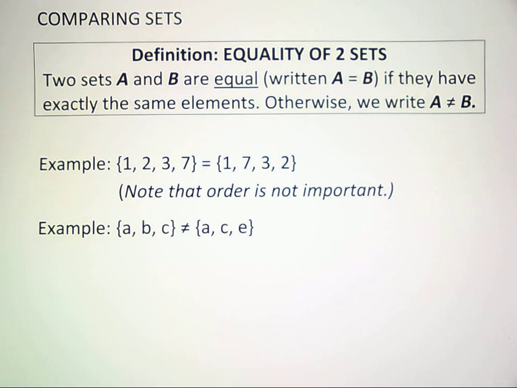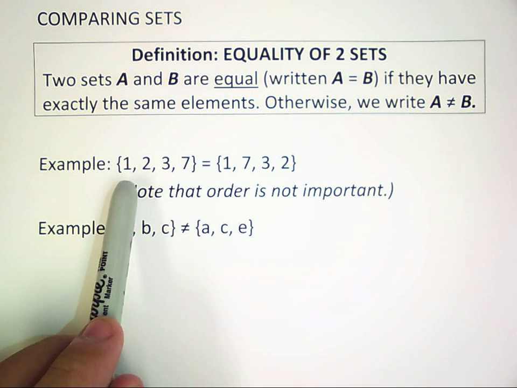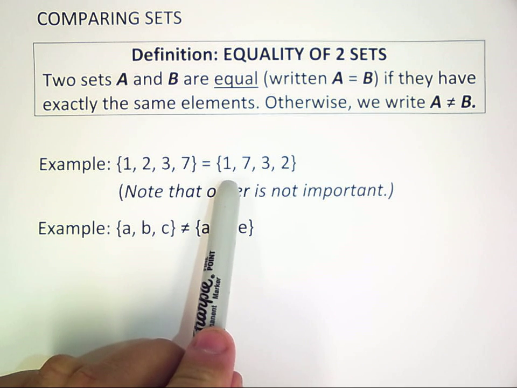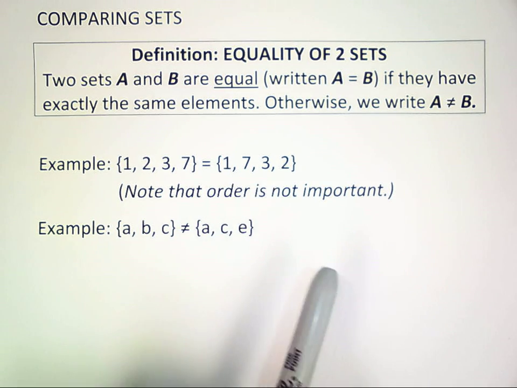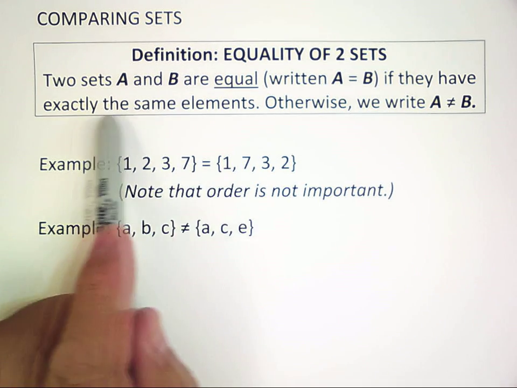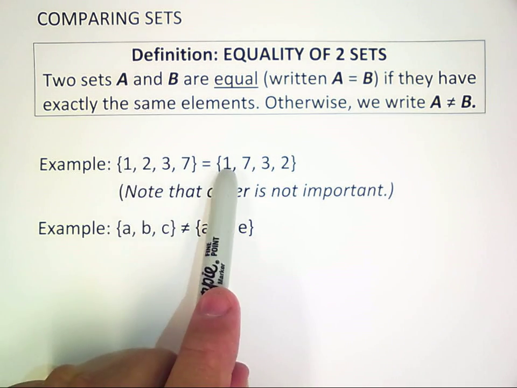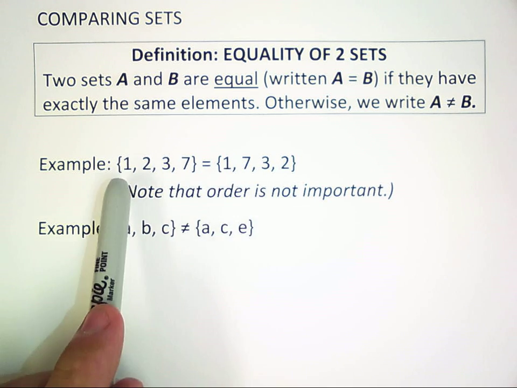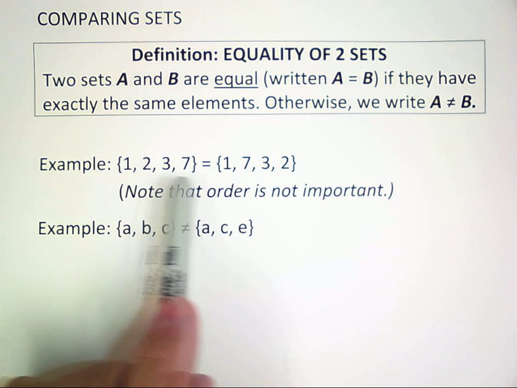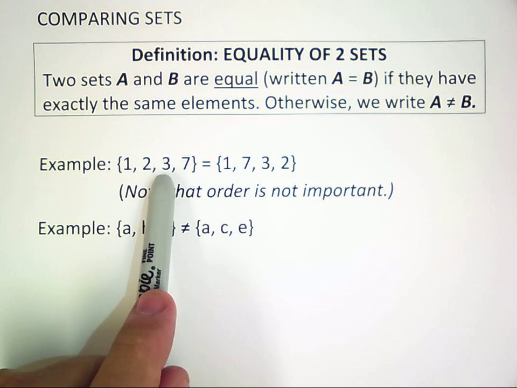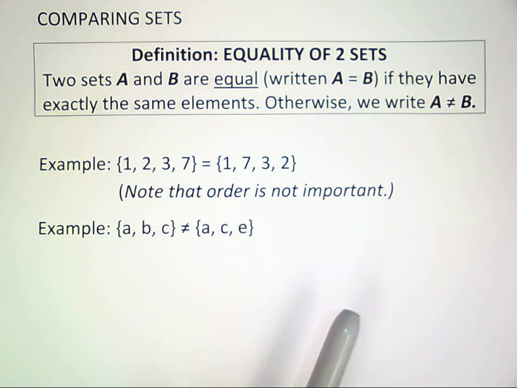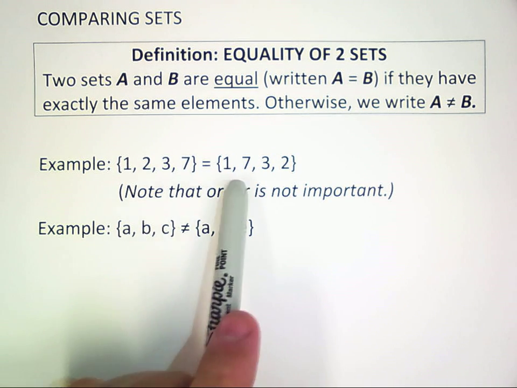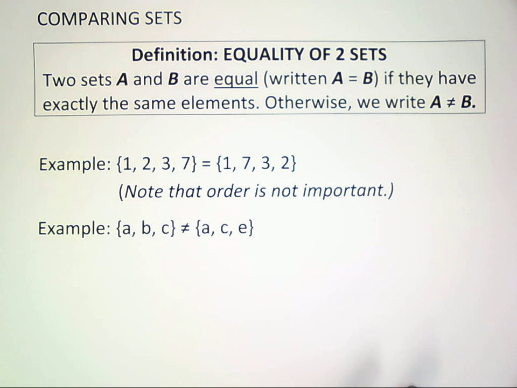Some examples. If I had the set containing the elements 1, 2, 3, and 7, and I wanted to compare it to the set containing the elements 1, 7, 3, and 2, I could say those two sets are equal because they have exactly the same elements. There's a 1 here and a 1 there, a 2 here and a 2 there, a 3 here, a 3 there, a 7 here, a 7 there. There's no element here that's not over here. So those two sets would be equal. This is probably also a good time to point out that order is not important in set notation. So the fact that they're not written in the same order makes absolutely no difference.